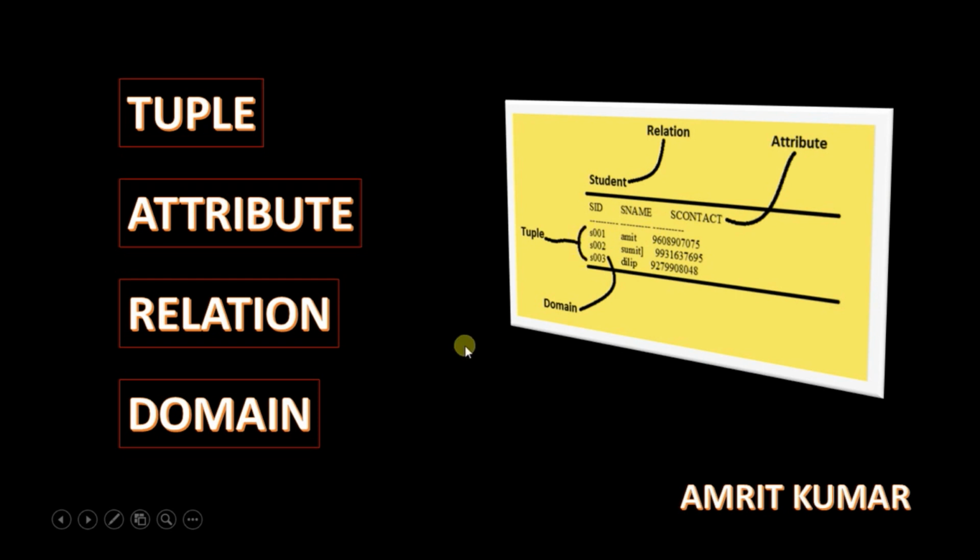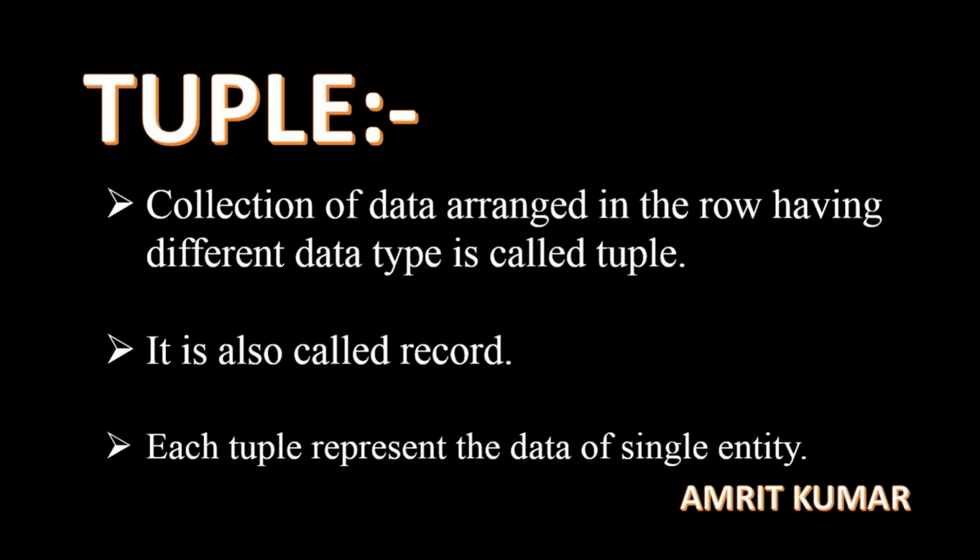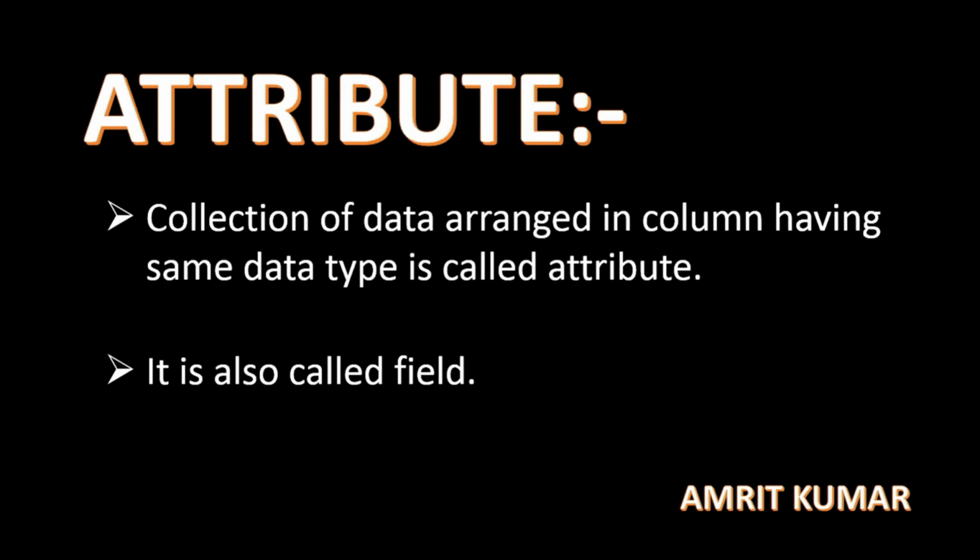So we have studied about the tuples, and that is so important. Tuple is nothing but the collection of the data arranged in the row having different data type. It is also called record. Each tuple represents the data of a single entity. So moving on to the next thing, that is attribute.